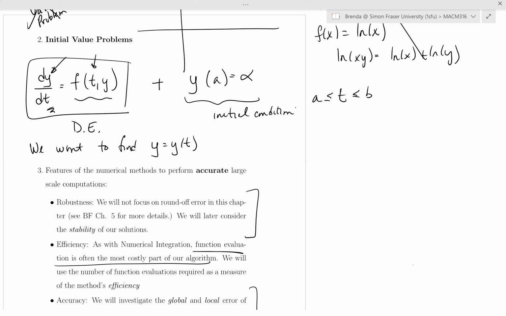We have talked about numeric differentiation. We have talked about numeric integration, and now what we're looking at is the idea of solving a differential equation numerically. This is a huge endeavor, an important endeavor, used all the time.